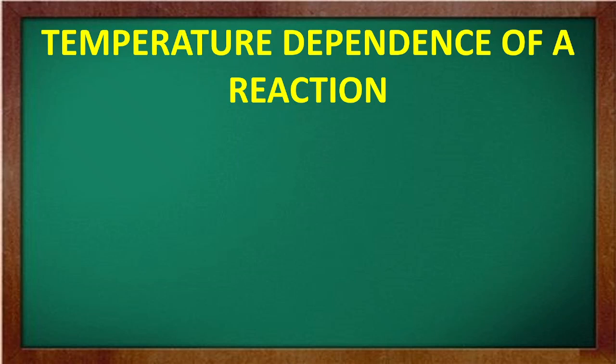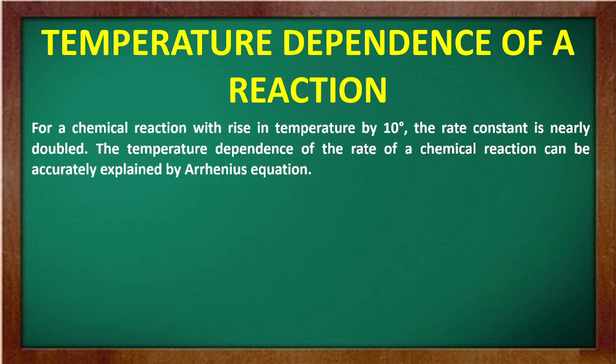First was concentration, then it was temperature, and lastly it was your catalyst. Now we will be moving to the temperature dependence. For a chemical reaction, with a rise in temperature by 10 degrees Celsius, the rate constant is nearly doubled. Suppose the K for a particular temperature of 5 degrees is X, then when the temperature is raised by 10, meaning 15 degrees, this K will become twice X.